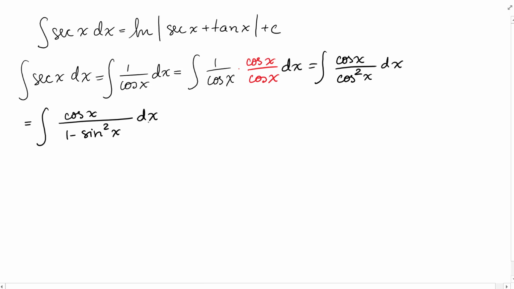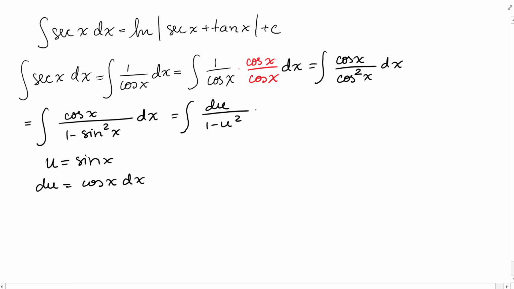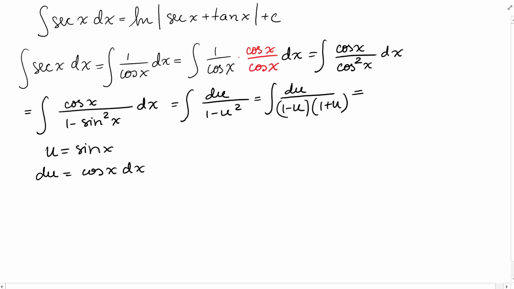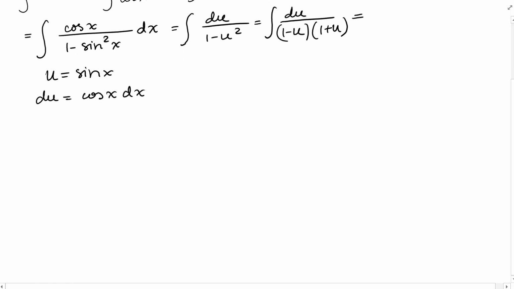Let's use a trigonometric u substitution. u equals sine of x, du is cosine of x dx. So going back into our integral, the integral becomes du over 1 minus u squared, which, using the difference of two squares, the denominator becomes 1 minus u times 1 plus u. So, in order for us to compute this integral, I'm going to use partial fractions.